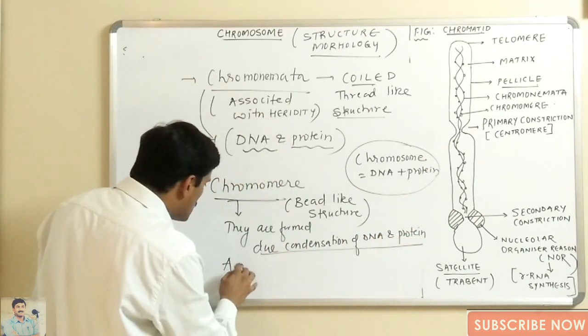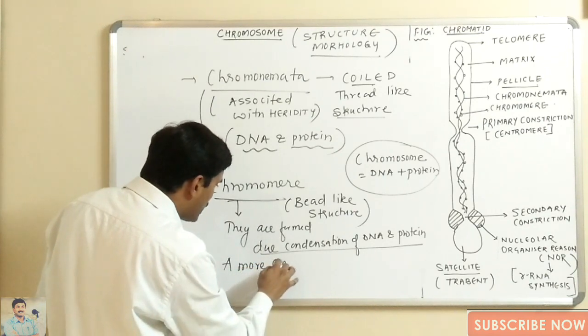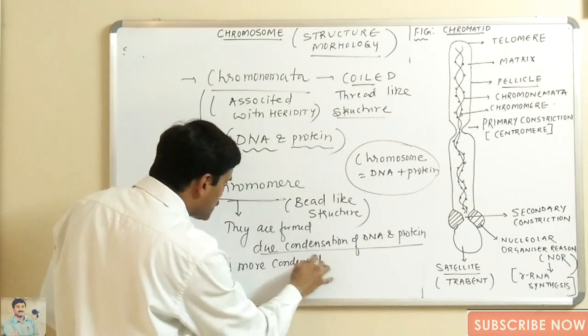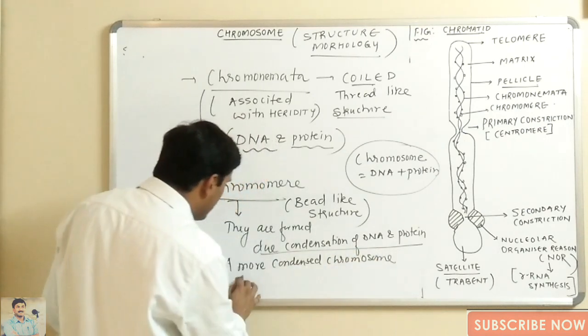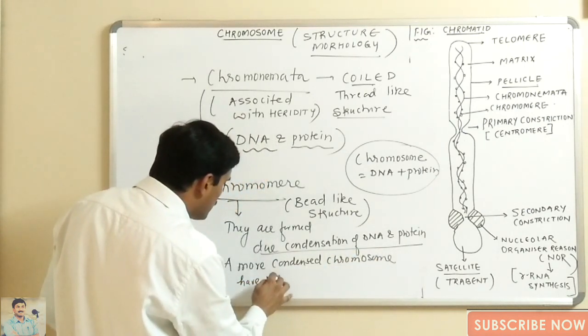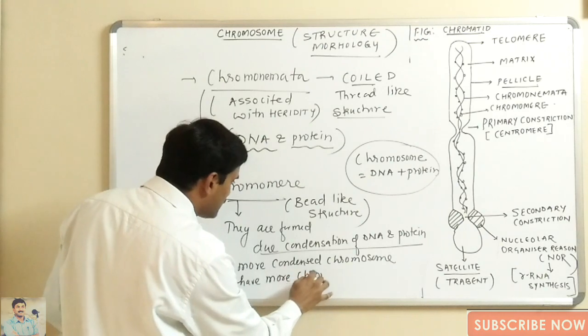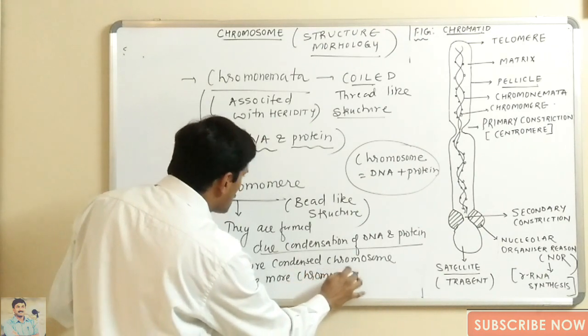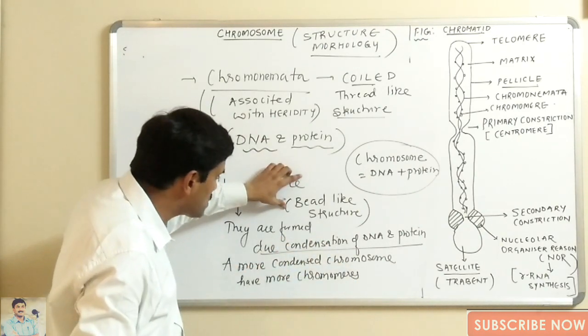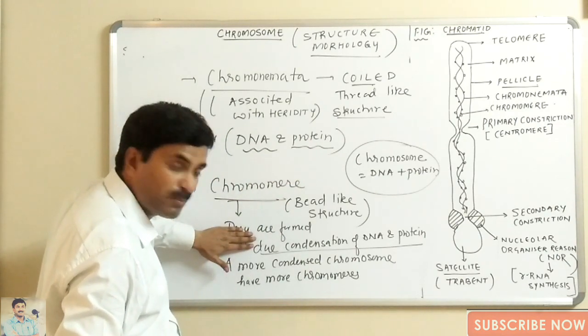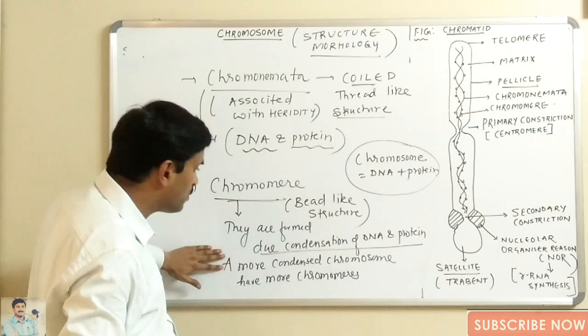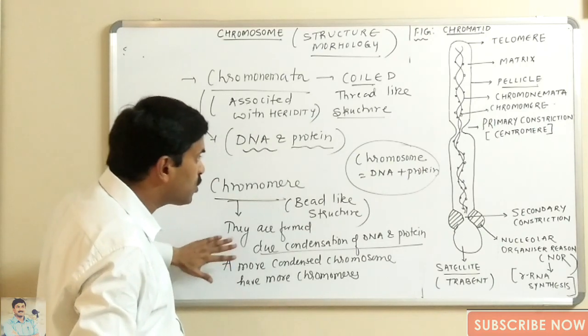A more condensed chromosome has more chromomeres, right? So chromomeres are the bead-like structures that are formed due to the condensation of the DNA and the proteins. A more condensed chromosome is having more chromomeres.